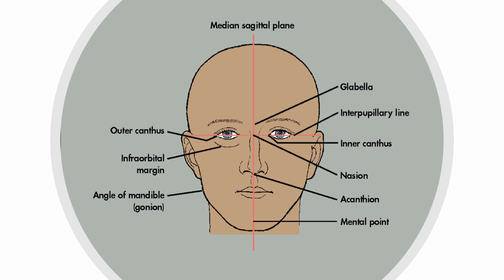The infraorbital margin is the lower margin, lower border of the orbit. Outer canthus of the eye is where the eyelids meet laterally. Inner canthus of the eye would be where the eyelids meet medially. It's the location of the lacrimal or tear duct. The mental point is the tip of the chin, and then the angle of the jaw just below the earlobe and just anterior to the earlobe is the gonion.